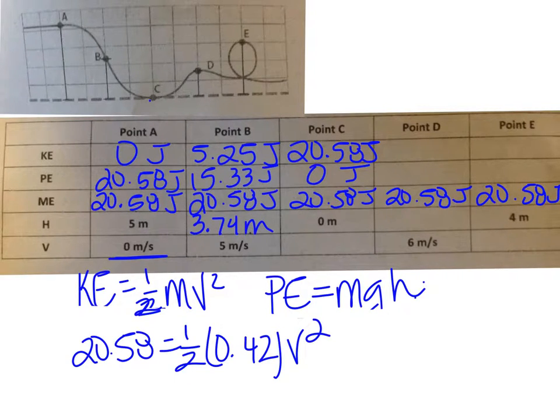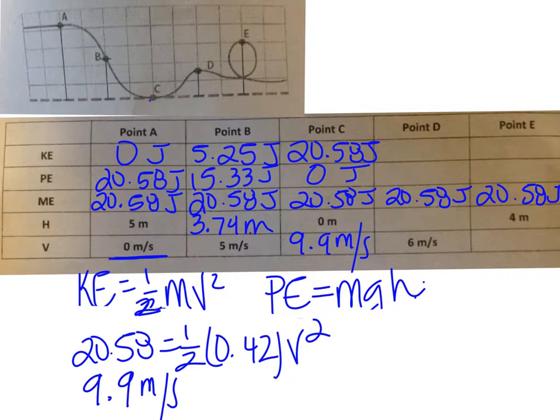So you go ahead and multiply 1/2 times 0.42, or you could multiply both sides by 2 to get rid of the 1/2, and then divide by 0.42. Either way is the same. And then at the end, you'd square root the number. When you do that, you're going to get an answer of 9.9, and that's going to be meters per second. So your velocity here is 9.9.